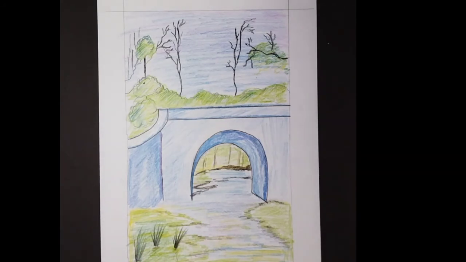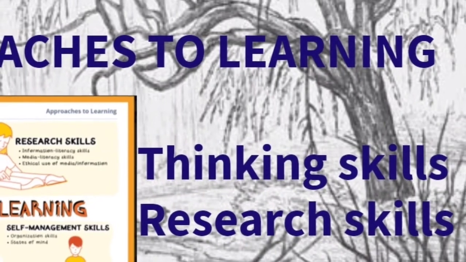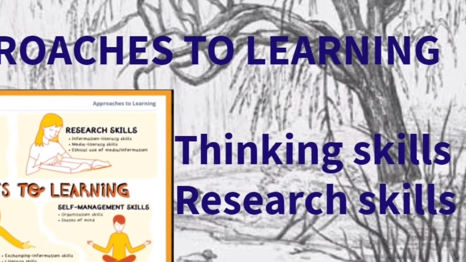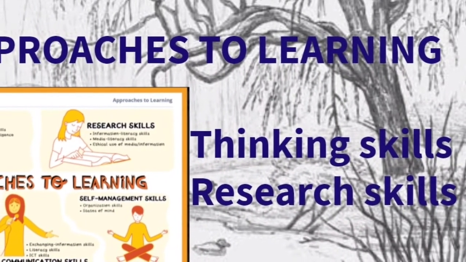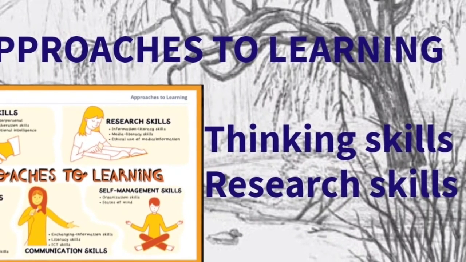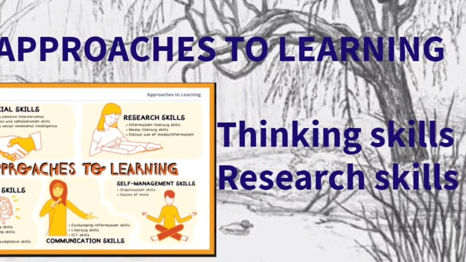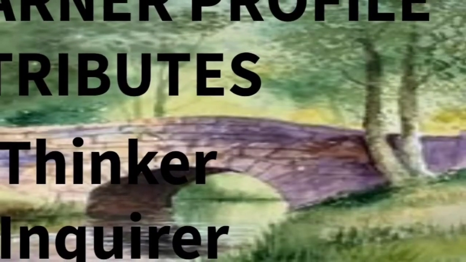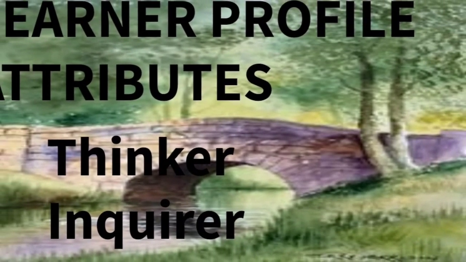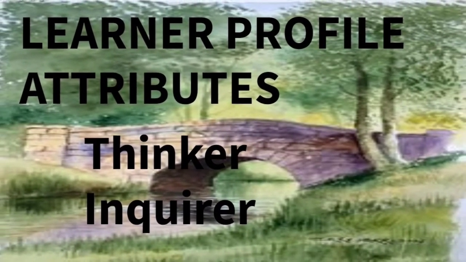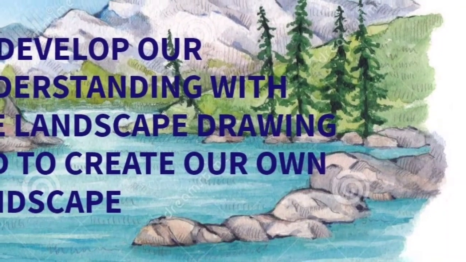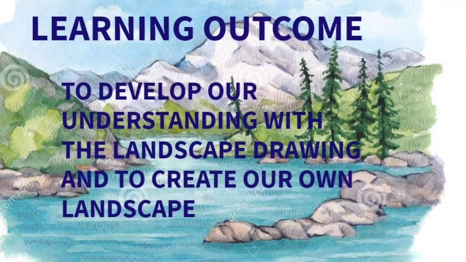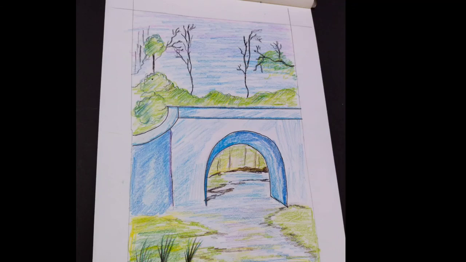In this landscape drawing, our approaches to learning are that we are developing our thinking skills and research skills. Thinking skills is learning about the landscape and what all the things we are using in our drawing for the landscape. Research skills is we are using our own creativity in our landscape. So, our learner profile attributes are thinker and inquirer. Our learning outcome is to develop our understanding with the landscape drawing and to create our own in our artwork.